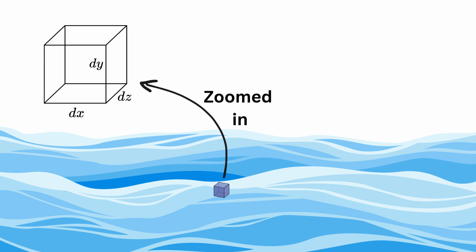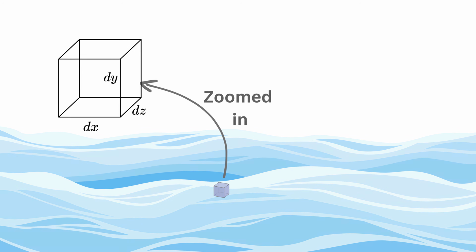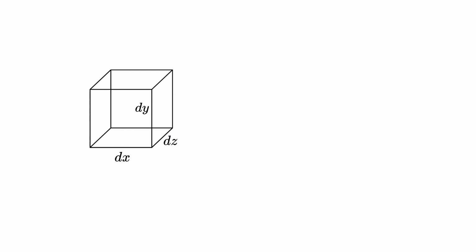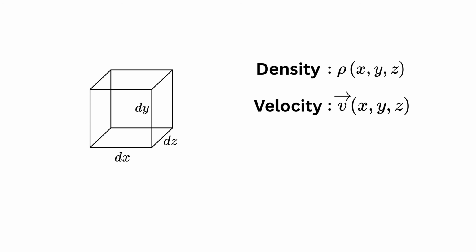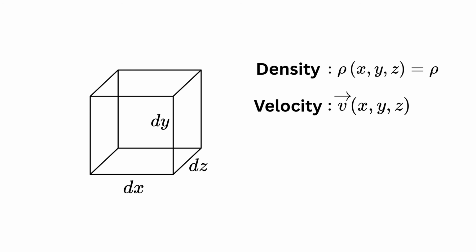Think of it like zooming in so much that you are looking at a microscopic cube inside the fluid. The reason we take such a small box is because we can assume that properties like velocity and density change smoothly across it, and we can capture those changes using derivatives. We know that density is a scalar field, but velocity is a vector field, which means at each point in the fluid, density is just a value, but velocity must be described along all three directions.